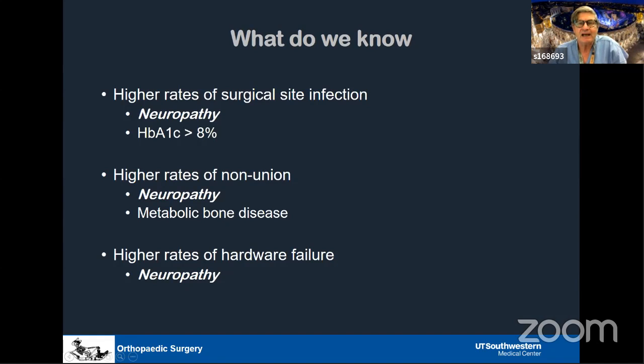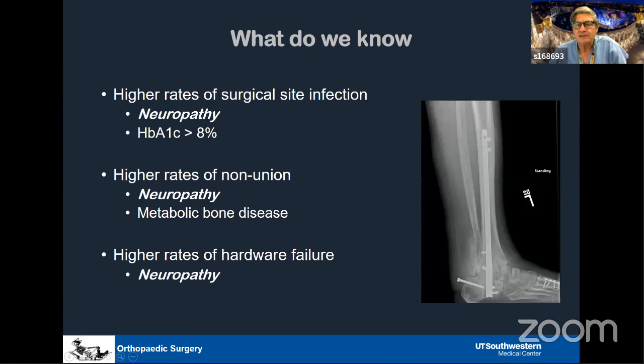And as you can see, I italicized and highlighted neuropathy in all three things, because that's one thing that these all have in common. And it's one thing we really can't do much about to try and remedy. And this is what happens. This is a patient of mine, and you can see that this nail has migrated plantarly, and we have hardware failure.